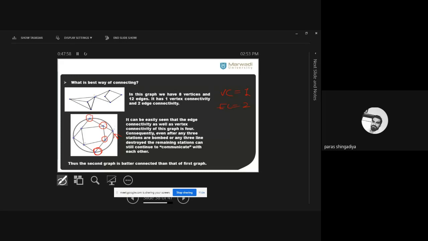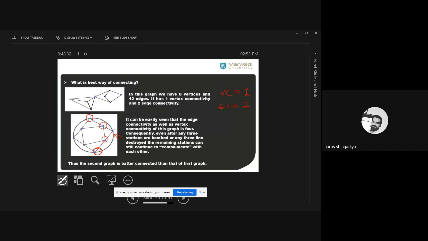Both are the same situation. I developed the network like this in the first graph, with 8 vertices and 12 edges. In the second graph I consider this network, so which will be the better one? Reason is also mentioned here. If any 3 stations are bombed or any 3 lines destroyed, then still the rest of all the stations will continue to communicate. But it is not possible in the first graph.